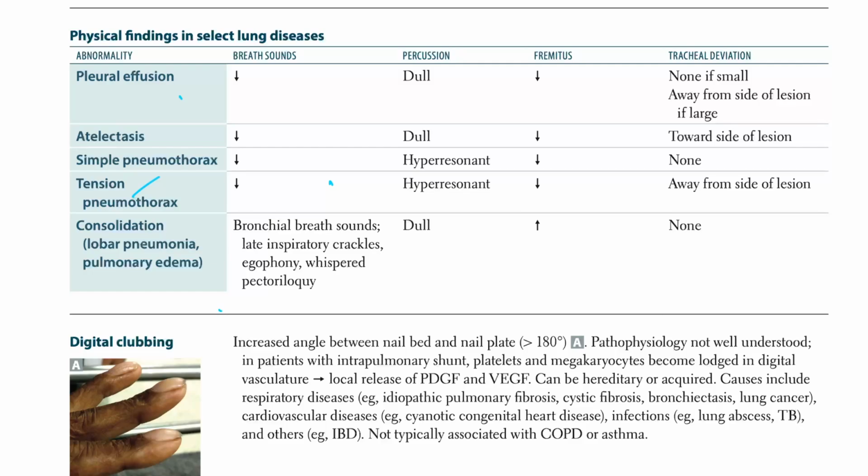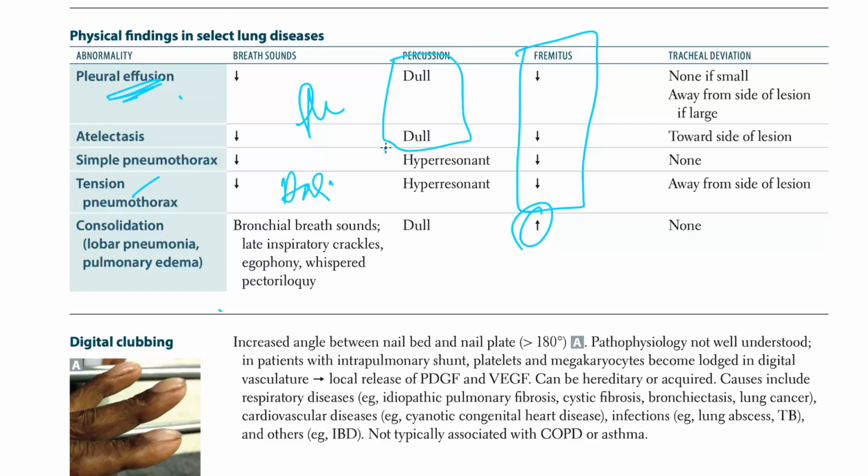Okay, just going through it now. Review of this physical finding of select lung disease. Pleural effusion is about fluid. Fremitus is decreased in everything except your consolidation, so forget about that one. But fluid will cause dull percussion. Air would cause hyperresonant. When you hear hyperresonant, you know it's air. It's like an empty drum with a lot of air in it. Hyperresonant, right? But if you have fluid, it's just dull.